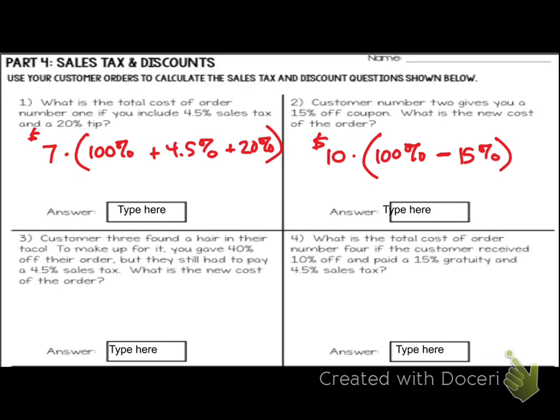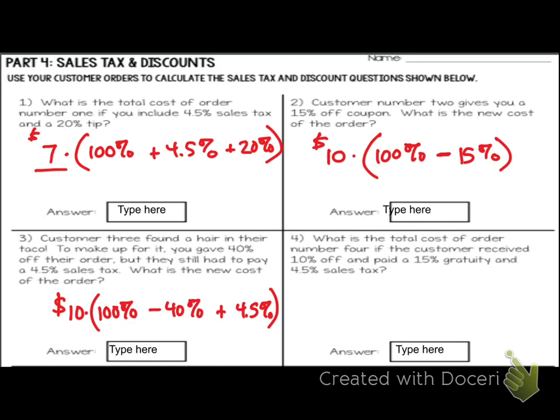Number 3, it says customer 3 found a hair in their taco. To make up for it, you give 40% off their order, but they still have to pay the 4.5% sales tax. Let's say that it's $10 again. We'll continue with $10. Now, we're going to multiply. We do the standard 100%. You're going to see that happen every time. We're taking 40% off of their bill. So we're going to do 40% off. We subtract. However, they still have to pay the 4.5% sales tax. So you have to factor that in.